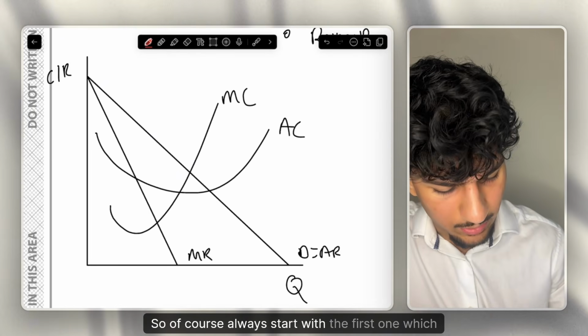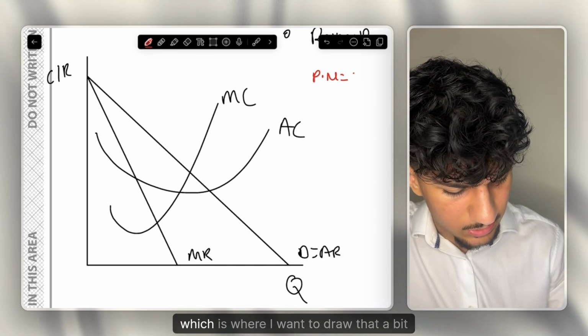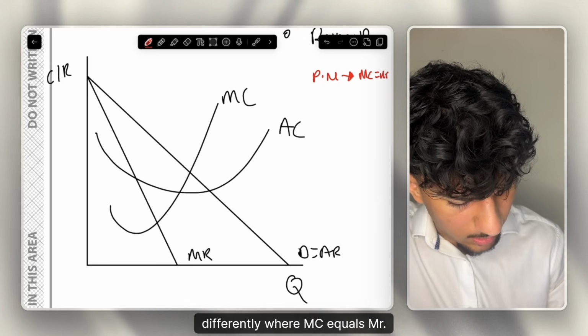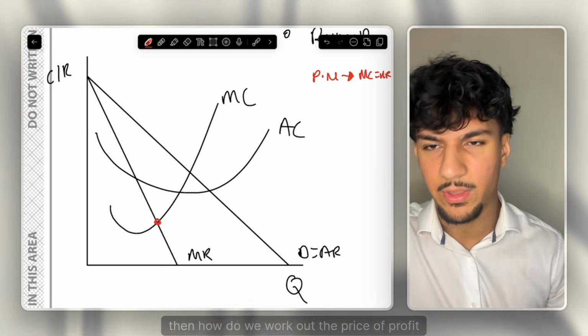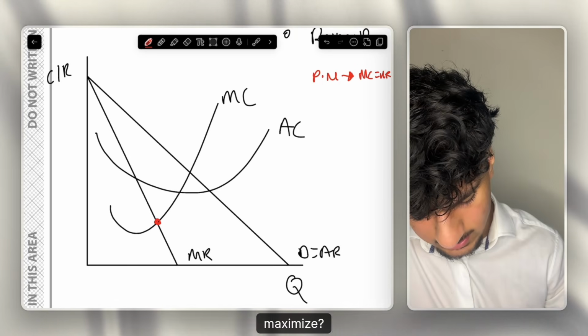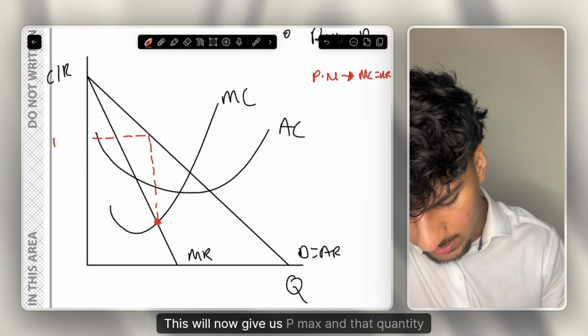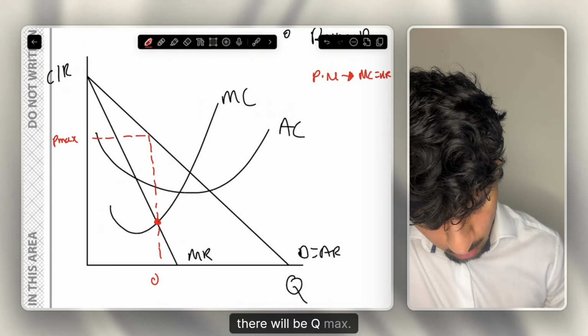So of course, always start with the first one, which is profit maximization, which I want to draw a bit differently, where MC equals MR, which is of course this point here. Then how do we work out the price where we profit maximize? We go up from that point there, and then we go left. This will now give us P max, and that quantity there will be Q max.